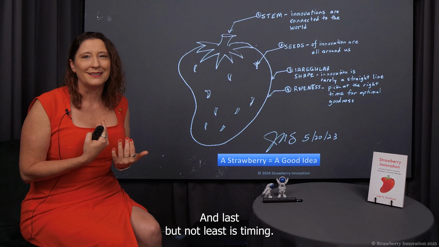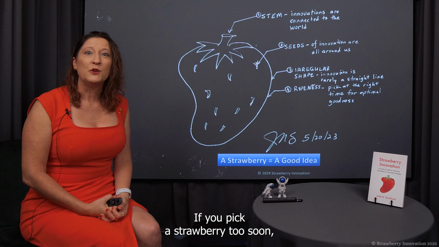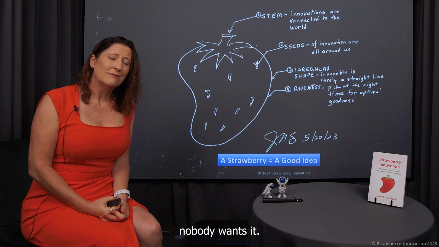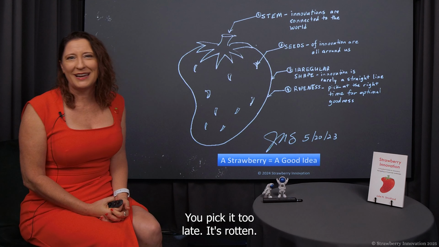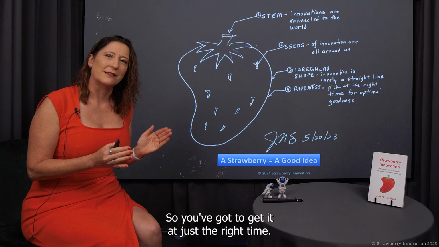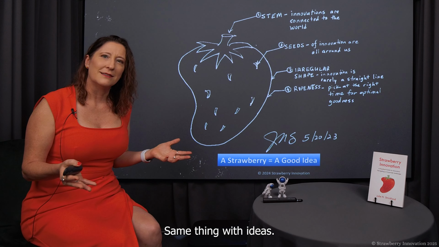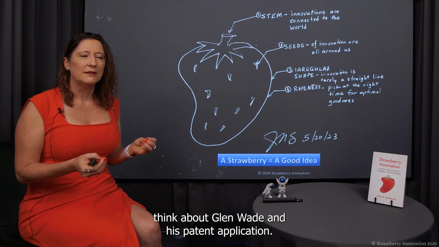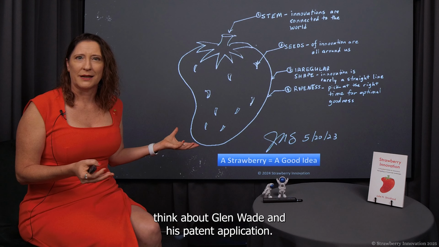And last but not least is timing. If you pick a strawberry too soon, nobody wants it. You pick it too late, it's rotten. Nobody wants it. So you've got to get it at just the right time. Same thing with ideas. Now let's think about Glenn Wade and his patent application.